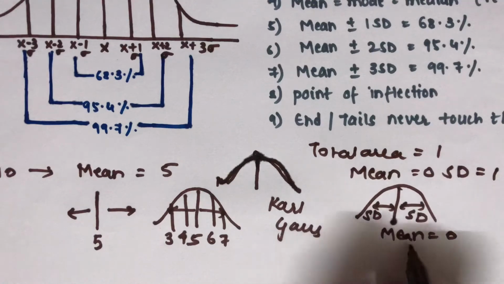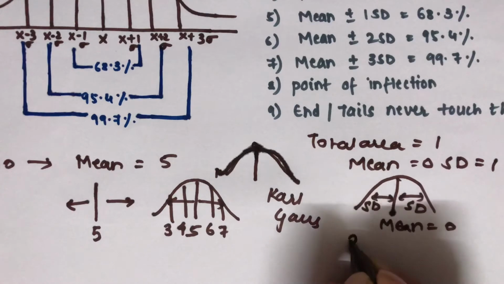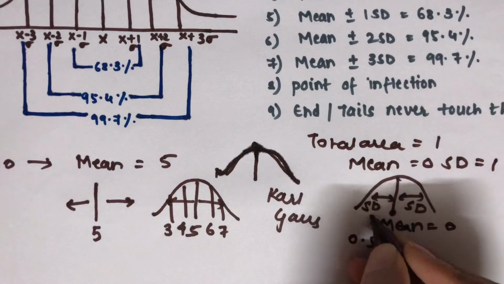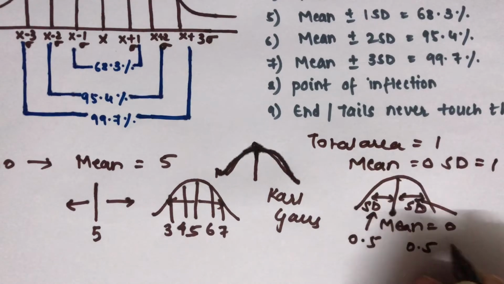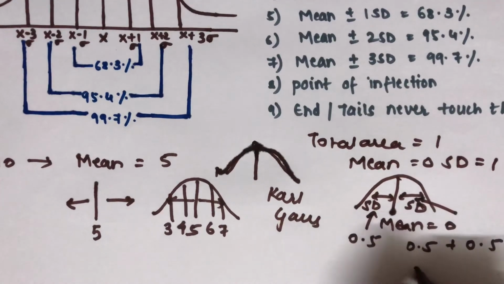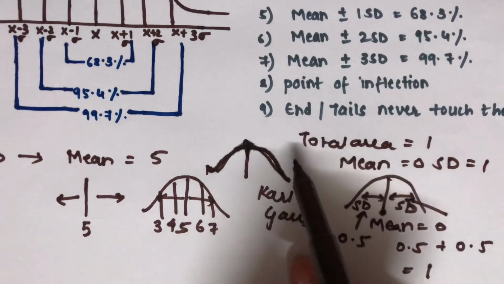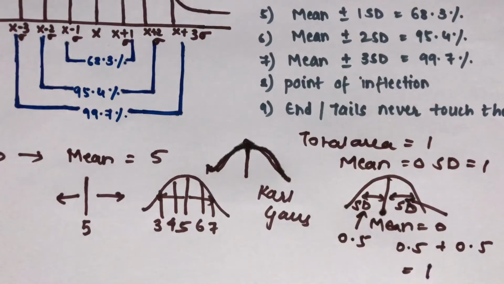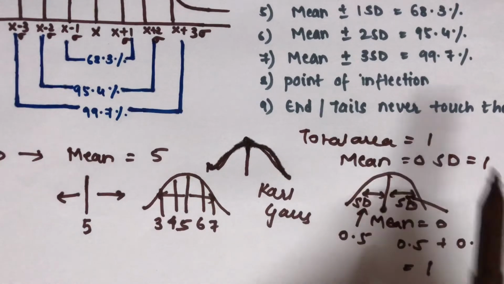So if your mean is equal to 0, then 50% of it is 0.5. 0.5 is on the left side and 0.5 is on the right side. So it's like 0.5 plus 0.5, which is equal to 1, and that means your SD is equal to 1 and the mean is 0, and the total area of the curve is 1. So this is the third feature of the normal curve, which means mean is equal to 0, the standard deviation is 1, and the total area of the curve is also 1.